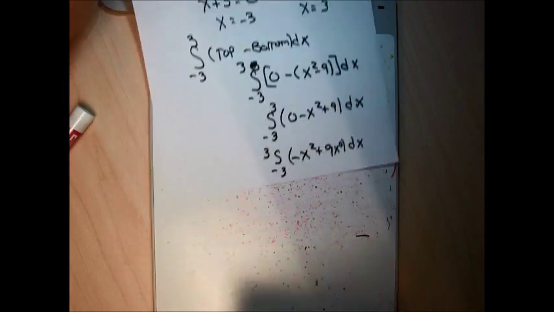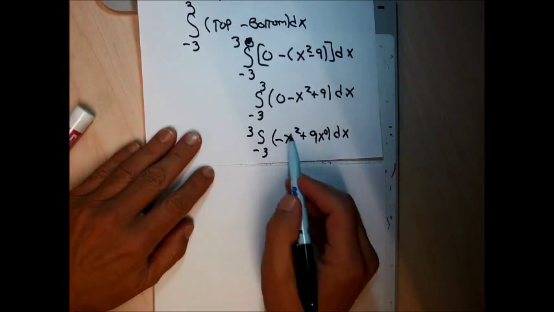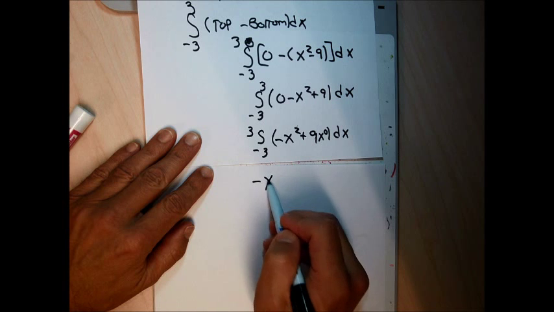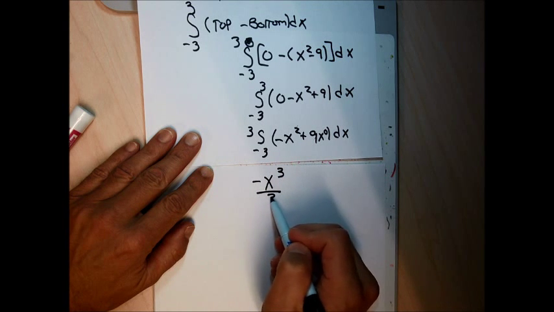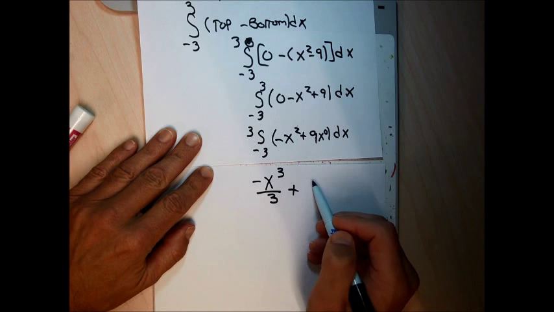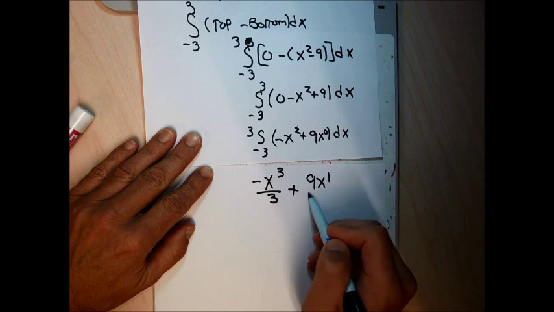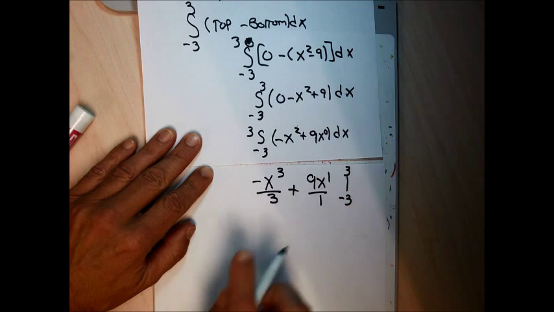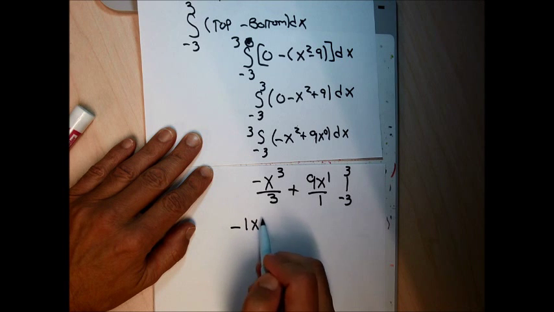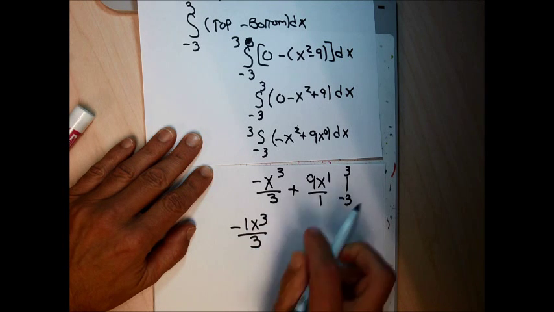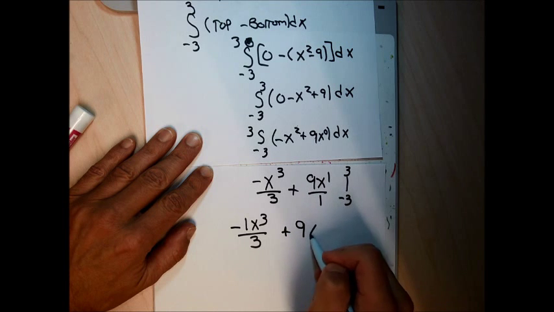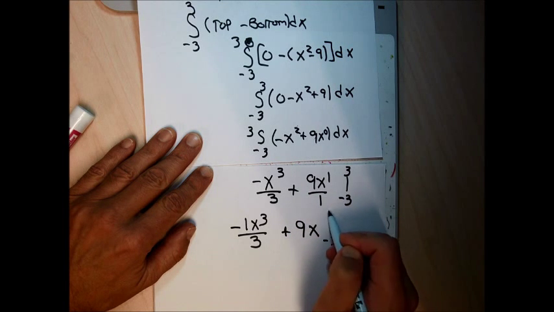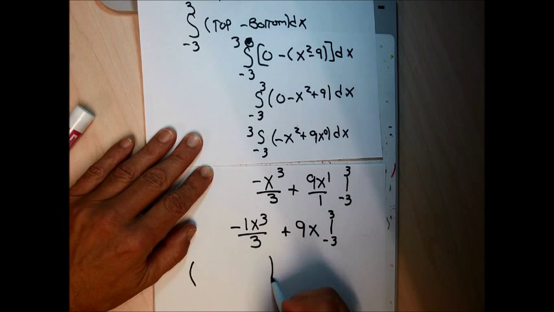And I'm going to get that by integrating this function. To integrate that 9x to the 0, I'm going to add 1 to the exponent, divide by the new exponent. I need to evaluate between negative 3 and 3. Having a negative x cubed might mess me up on my calculator, so I'm going to change that to a negative 1x cubed over 3. And the second piece I'm going to write is just 9x. I'm going to evaluate from negative 3 to 3, plug both numbers in, separated by a minus sign.